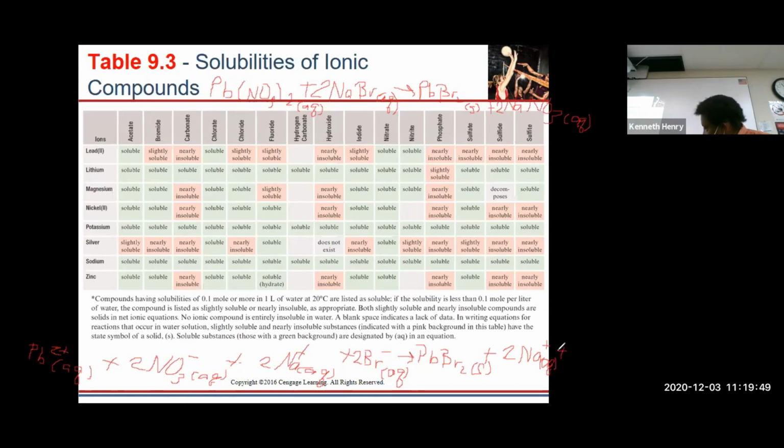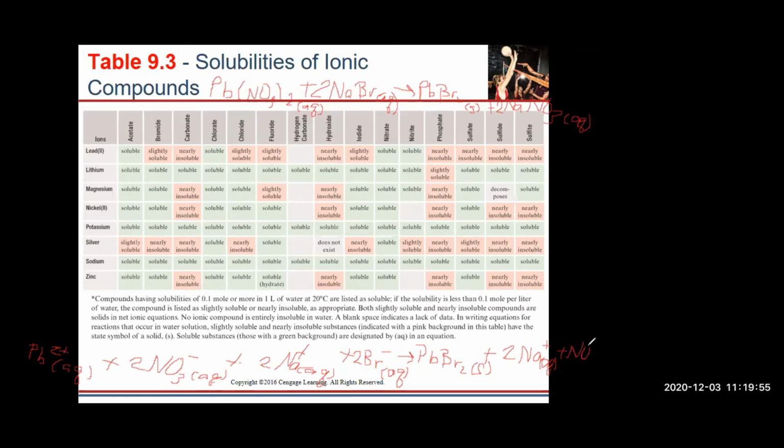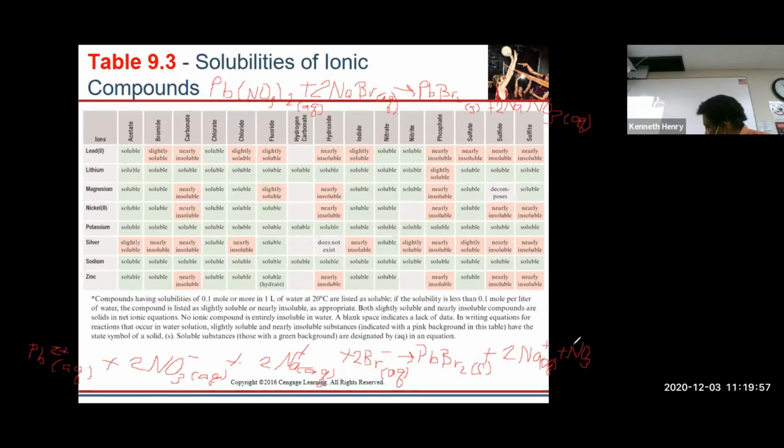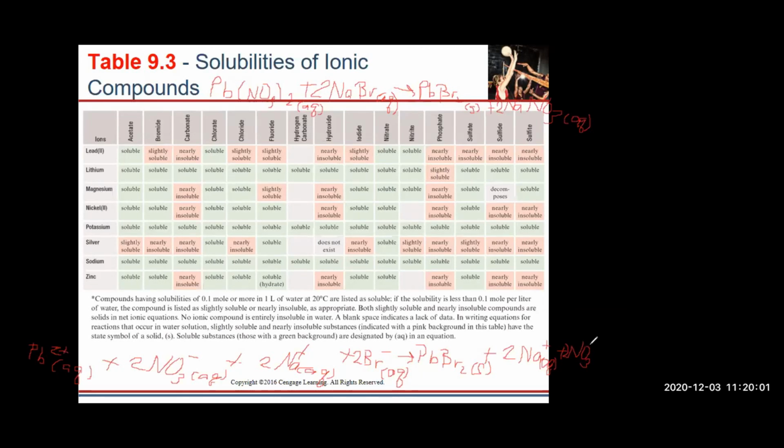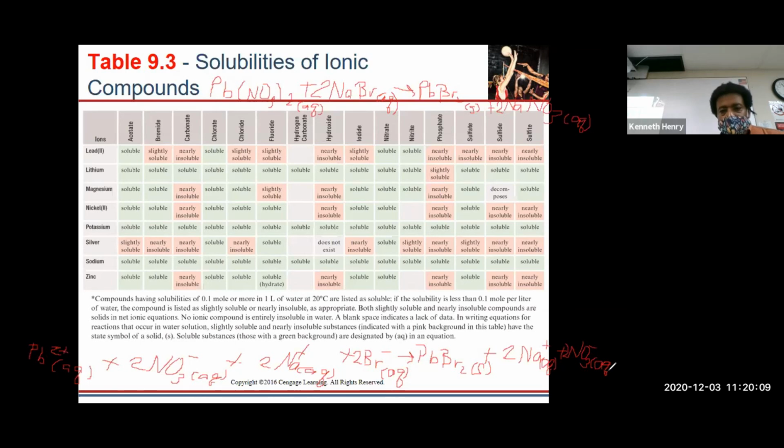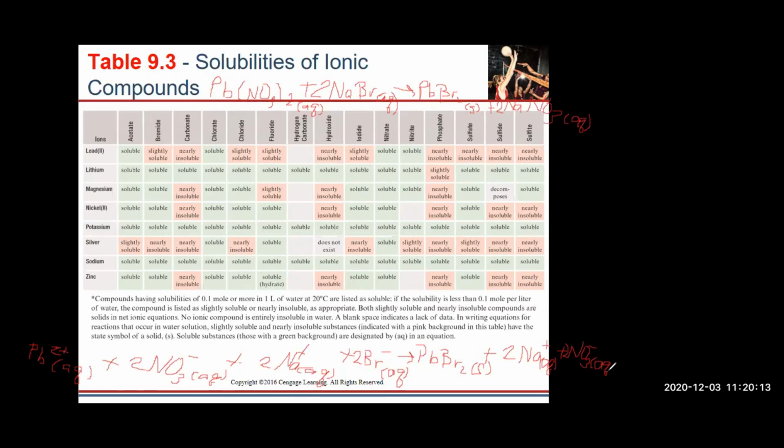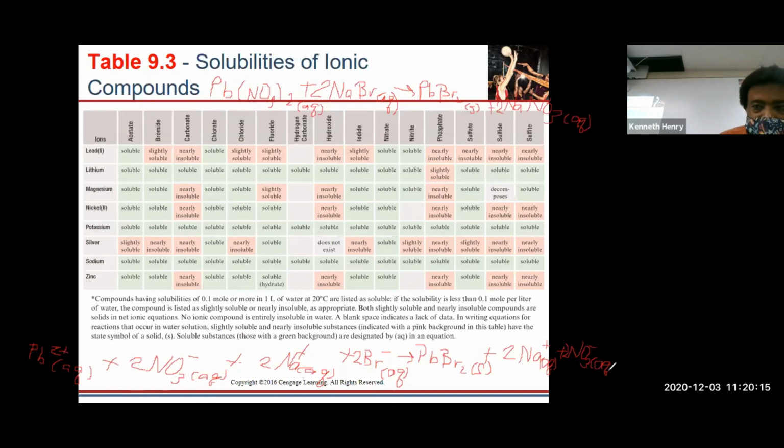You said NO3 minus, and there's 2 of them. Yes. Okay, piece of cake. That's it. Now what do we need to do? Ionic one? Yeah, this is the total ionic.